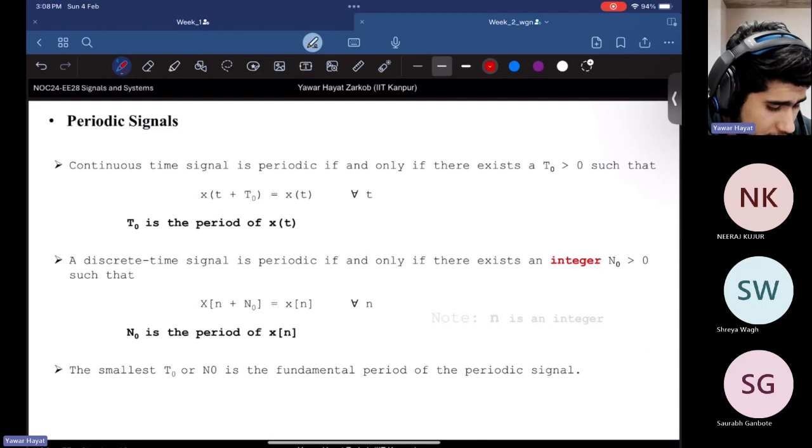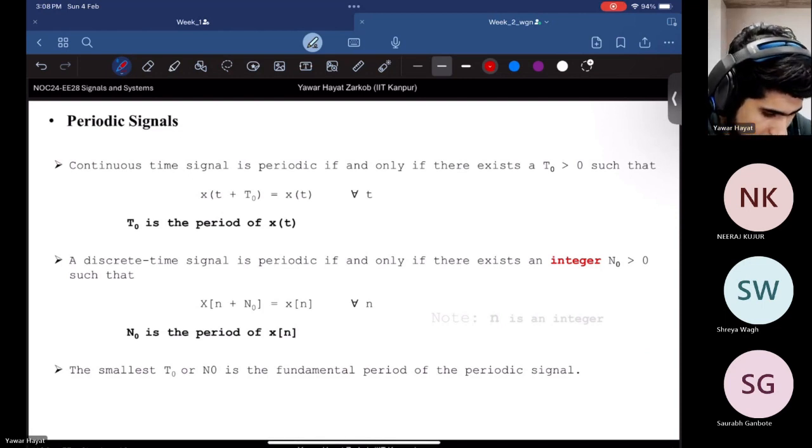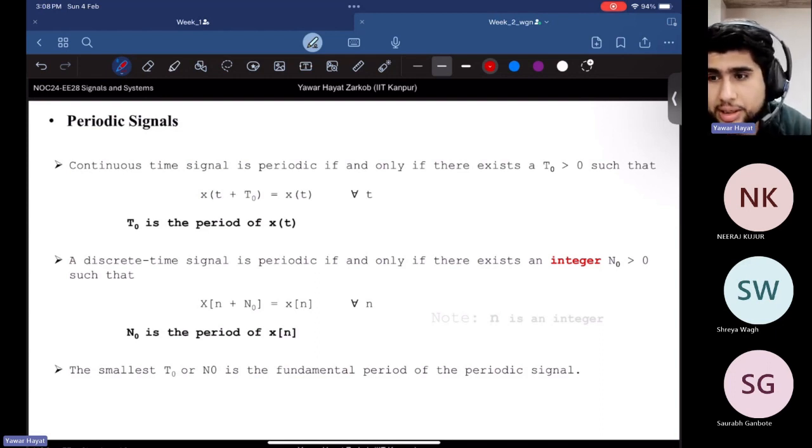Now let's go through the definition of periodic signals. A continuous time signal is periodic if and only if there exists a t0 that is greater than 0 such that this equation is satisfied for all t. This t0 is the period of x of t. Now, a signal can have many t naughts, and the smallest one would be the fundamental time period of that signal.